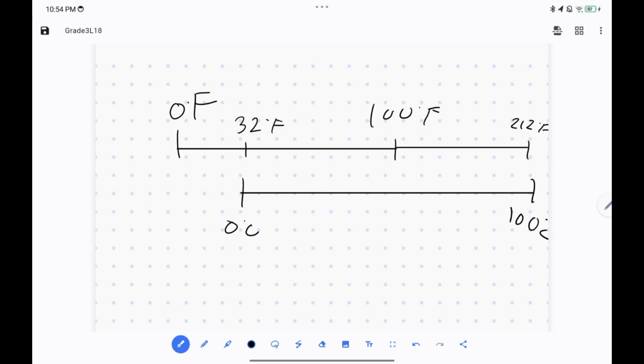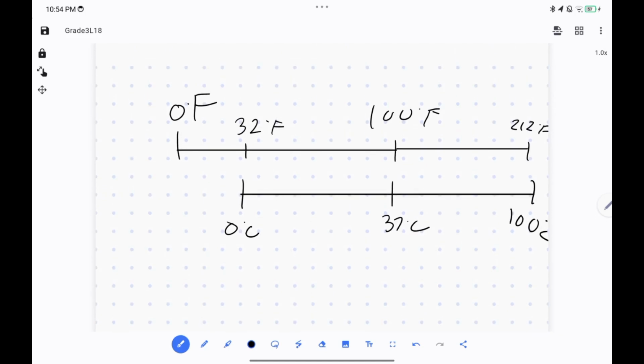Let me just double check this. 37, not 35. So, you're used to, let's say, a cool 80 degrees weather, so that'd be around 26 degrees Celsius. So this is how the scale works.